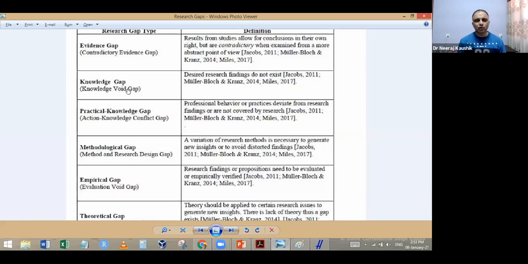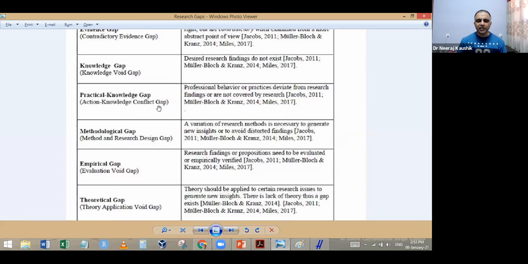Knowledge gap. Knowledge gap means what I want to know is not available. I want to know how this will be done, and there is no idea, nothing. So that's a knowledge gap. Practical knowledge gap means there are some established techniques, but professional people are not using them.